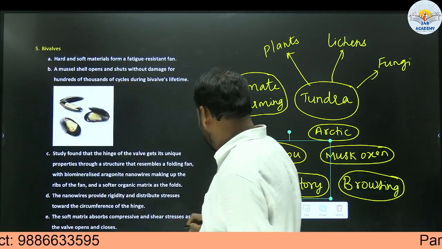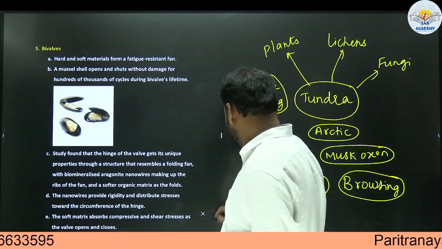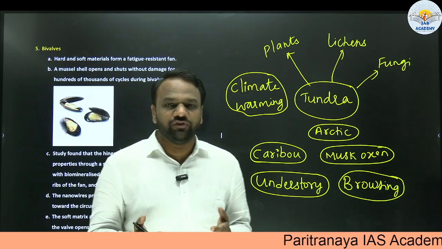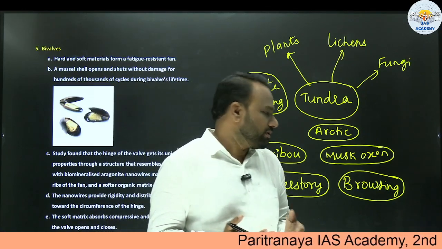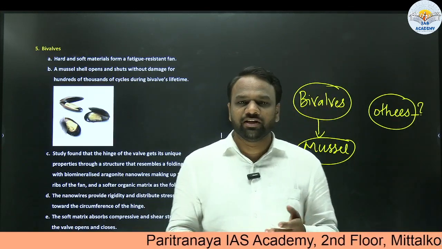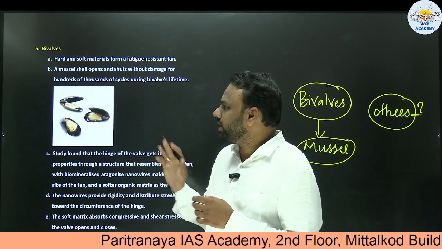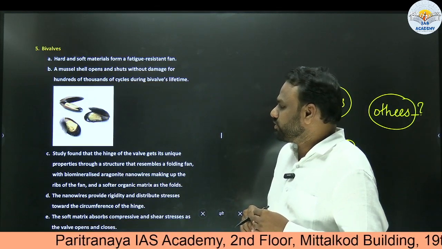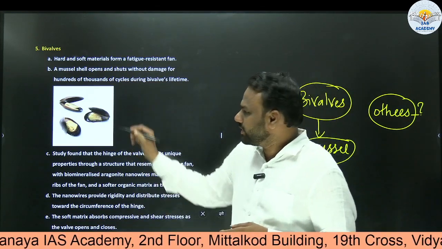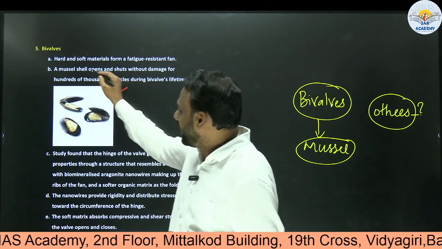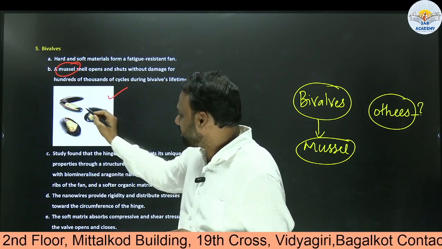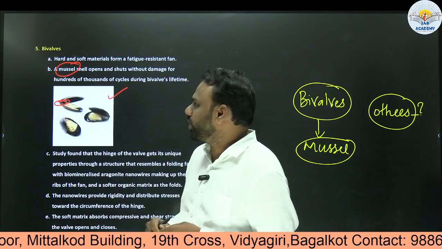Next, bivalves. Okay. So what are bivalves? First, we need to understand what bivalves are. Again, these are very important from the exam point of view, because in the previous years, 2020 and 21, they also asked a question on bivalves. So the first thing that we need to do is understand what bivalves are. If you look at the images, here we get an example of a bivalve, and it's a mussel. Okay, mussel. Here it has two parts, and they have been joined here.